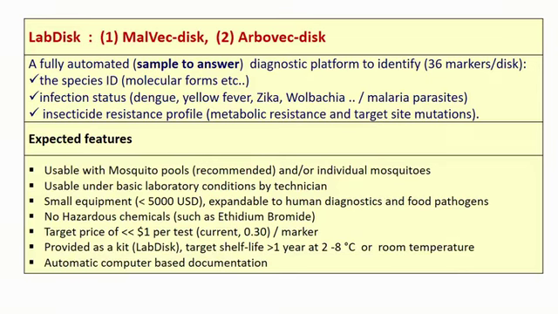So we aim to develop... We are in the process of developing two separate lab disks, one for malaria vectors and one for arbovirus vectors. The expected features are that these lab disks should be usable with mosquito pools, should be usable under basic and difficult, let's say, laboratory conditions. Only small equipment is required, which is not expensive, let's say. No hazardous chemicals are required. And of course, at the end, the whole process of reporting the data comes with automated computer-based documentation.